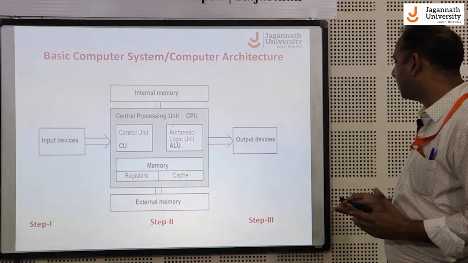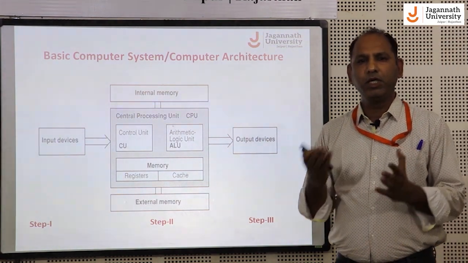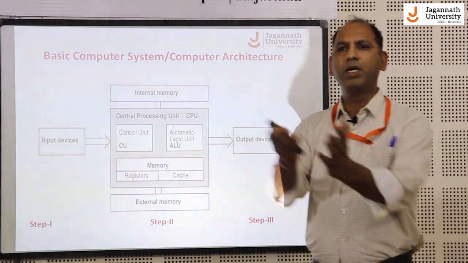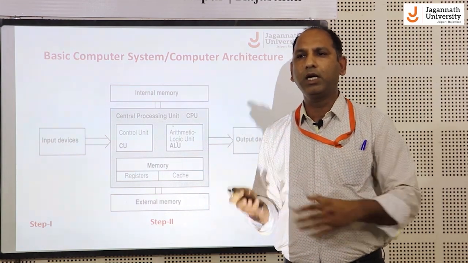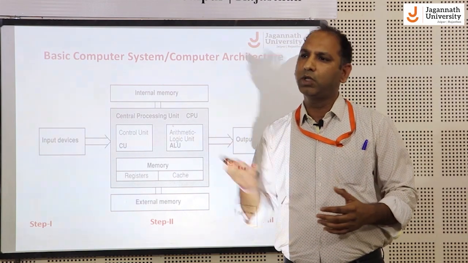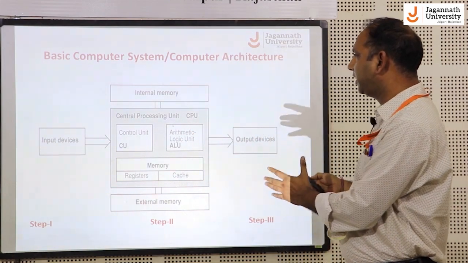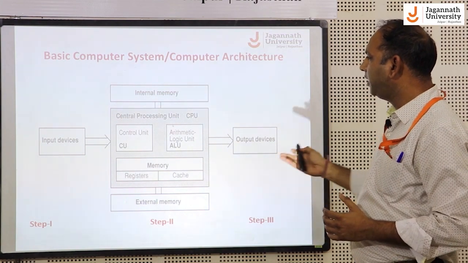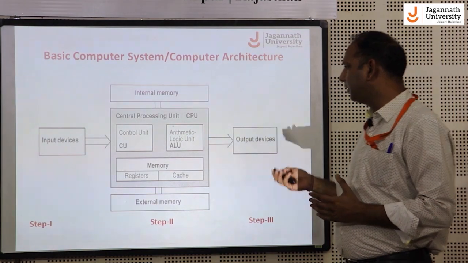Now the third one, step 3, is the output devices. After processing, the CPU gives the result as input to the output devices, and the output devices give their outputs to the users. So this is the complete architecture of the computer system. We will describe every point separately in the next slide.